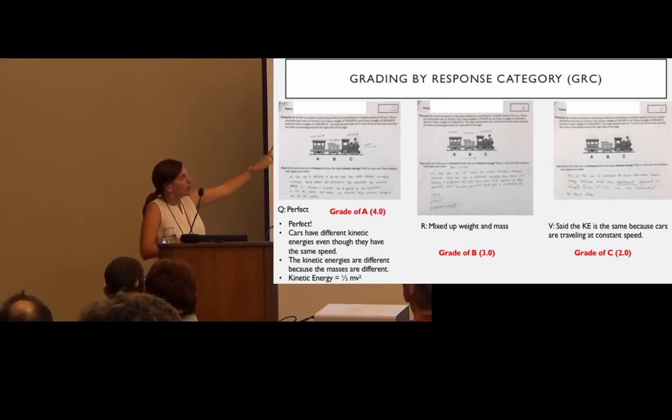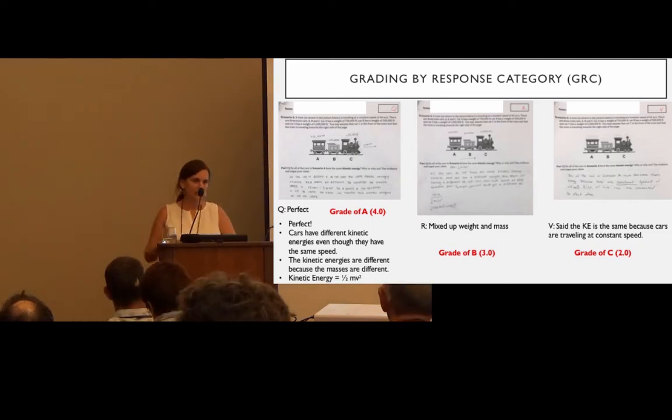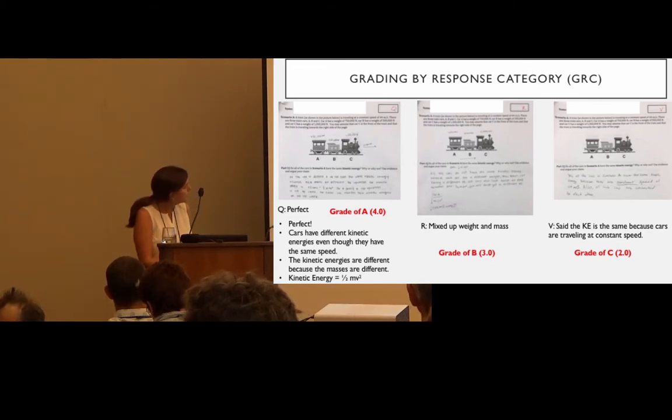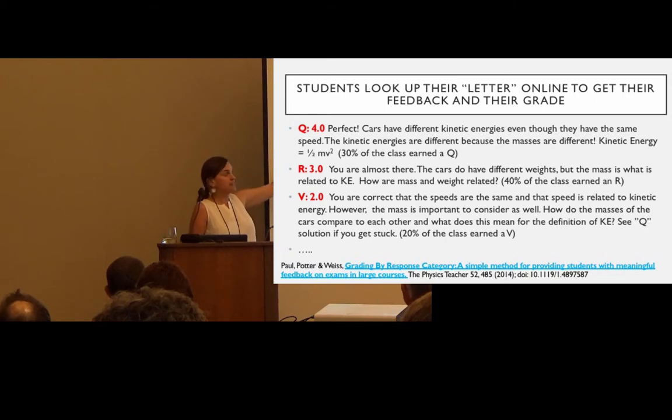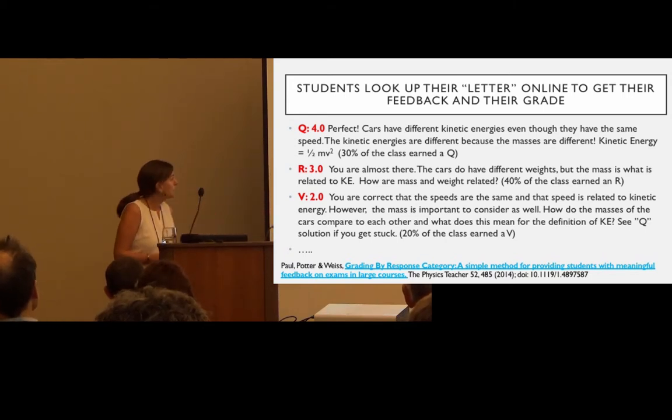What they see is this code. So they see a Q, they see an R, a V, an X, a W, whatever. And then what they do is they go ahead and look up online and find this rubric where they have their score, their grade, and then they have feedback that's specific to them. So specific to that particular kind of error.